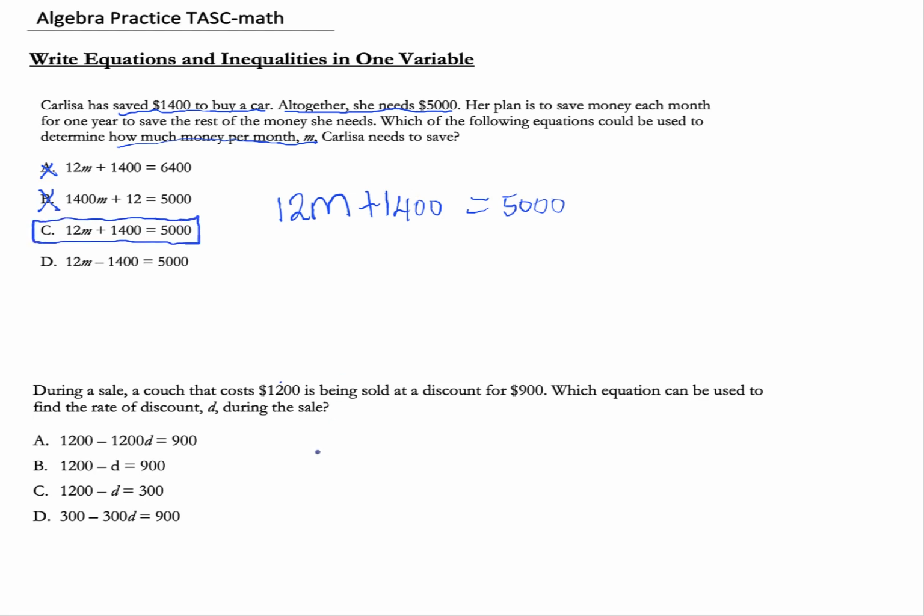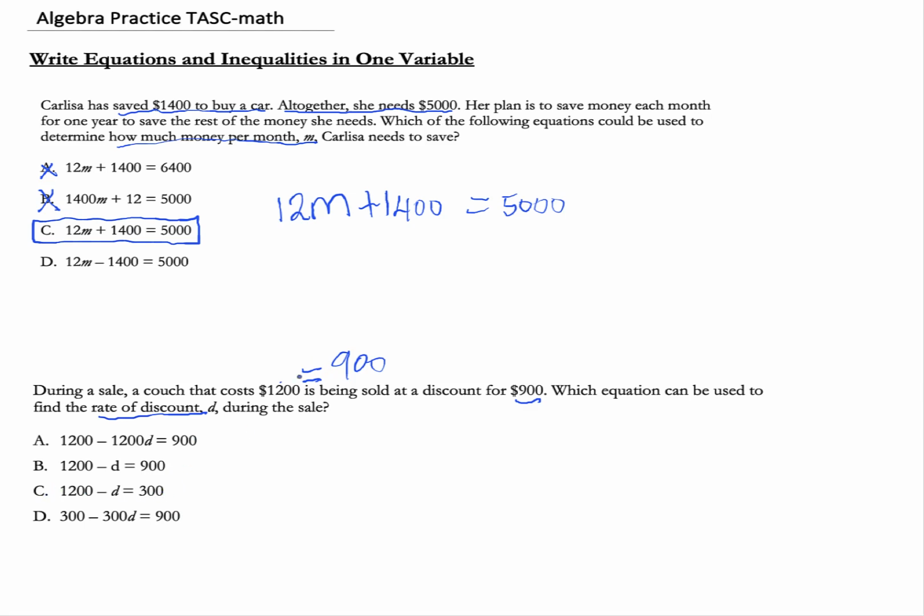Let's look at the second question. It says during a sale, a couch that cost $1,200 is being sold at a discount for $900. Which equation can be used to find the rate of discount D during the sale? It's being sold, so you see the "is" here. That means equals 900. I'm looking for an equation that says equal 900. Again, notice there are 3 here that equal 900, and the fourth one, I must say, is equaling 300.